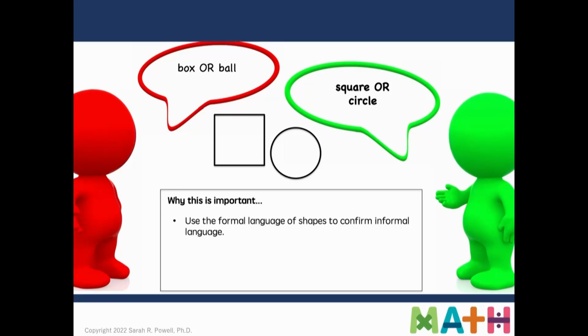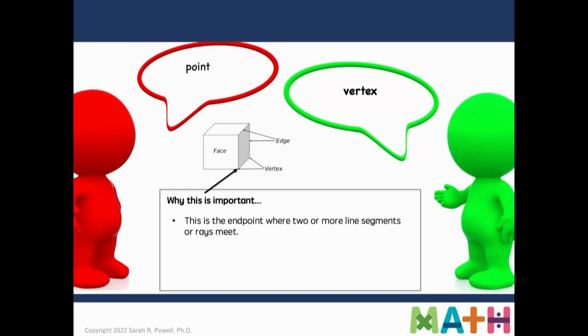Instead of talking about this as a box, that's not a box, it's a square. Or instead of talking about that as a ball, it's not a ball, it's a circle. Or instead of talking about this as a point, that's not a point, it's the vertex. So there's many, many examples where instead of that, we could say this.